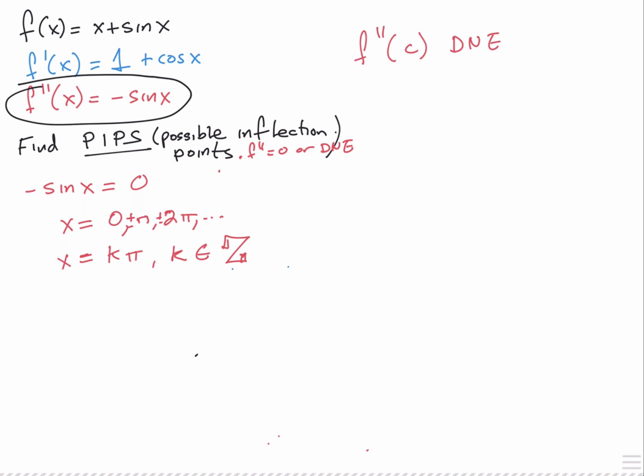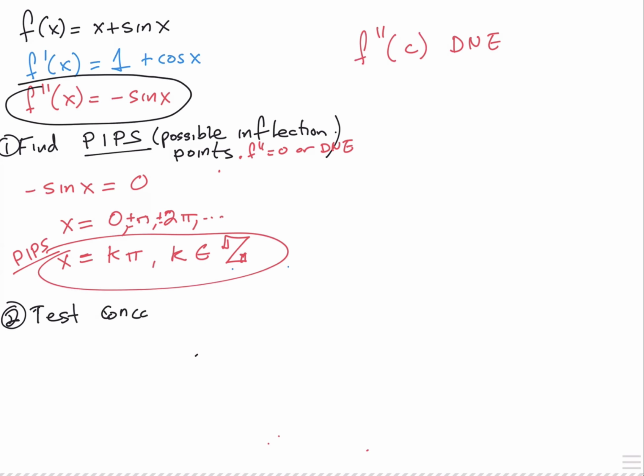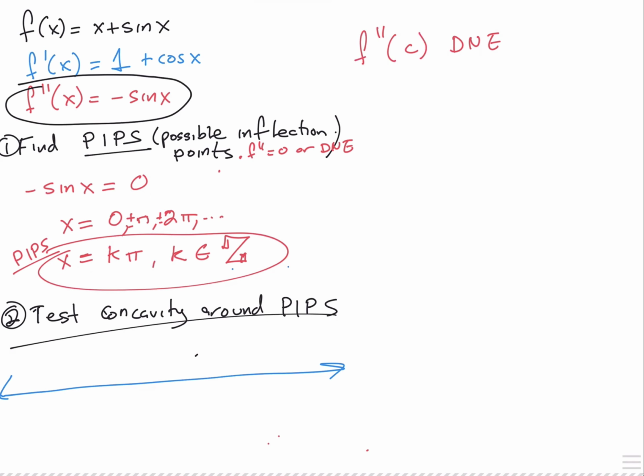Notice how many pips I have: infinitely many. But it's periodic, so it's not a big deal. Even though we have infinitely many, that doesn't mean we need to test infinitely many points. It just means it follows a pattern because it's periodic. What are we going to do next? Once you've found the pips, you test the concavity around the pips. You're going to do your number line business here.